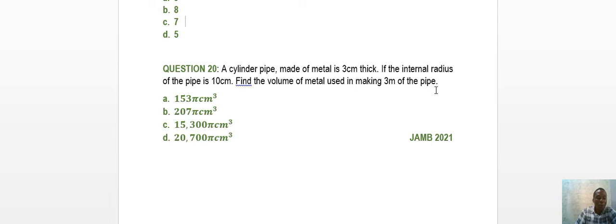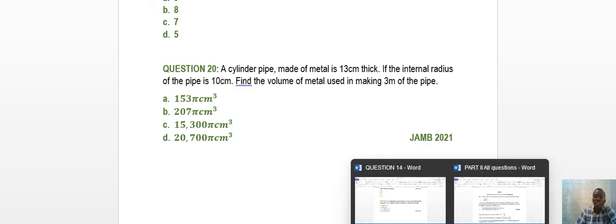So the internal radius of the whole pipe is 10 centimeter, and the metal is made up of 3 centimeter thickness. So we are given two radii here. The first radius is the internal radius of the pipe, small r, that is 10 centimeter. Remember, this should be 13. That's a typographical error. So we have 13 centimeter, and the internal radius is 10.